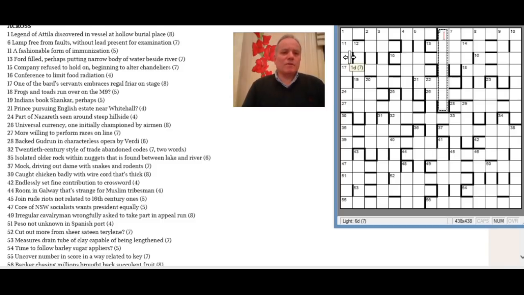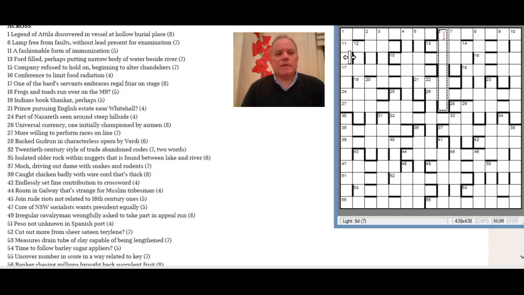11 across, a fashionable form of immunization. I don't think it's an anagram of form after A. 13. Ford filled, perhaps putting narrow body of water beside river. Jeekers. Okay. 15. Company refused to hold on, beginning to alter chandeliers. Beginning to alter. Chandeliers looks like a definition.